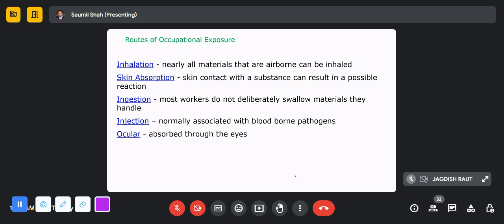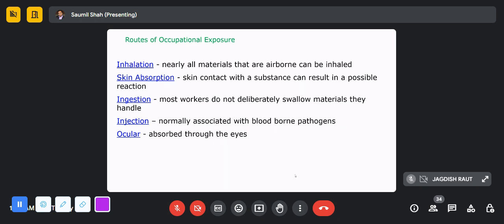Now, routes of occupational exposure. Any chemical stored or handled in industry can enter your body in the following ways. First is inhalation. Nearly all materials that are airborne can be inhaled. Whenever you go into a plant area and some gas has leaked, one of the ways that gas can enter is by inhalation through your nose. So that is inhalation.